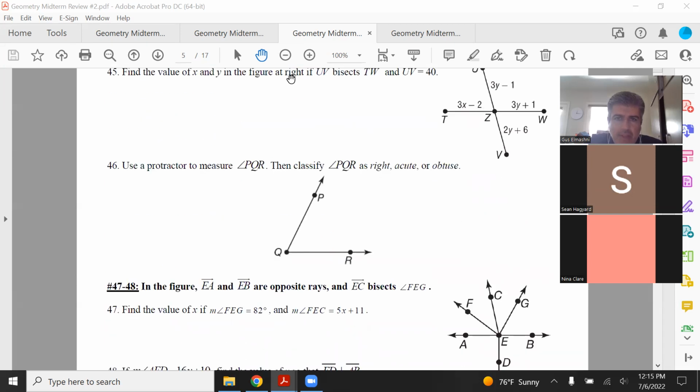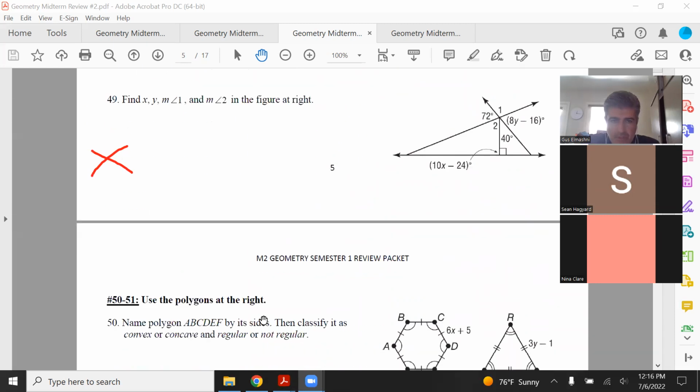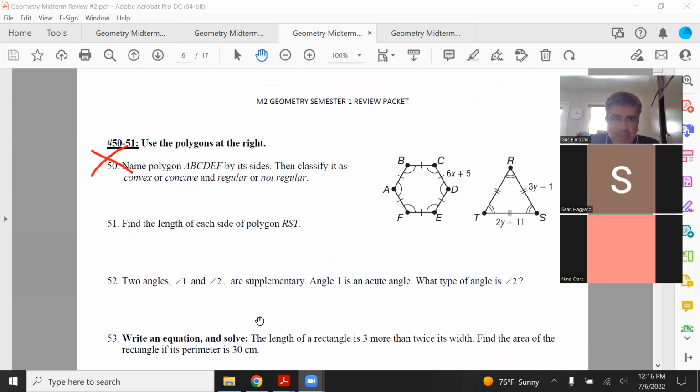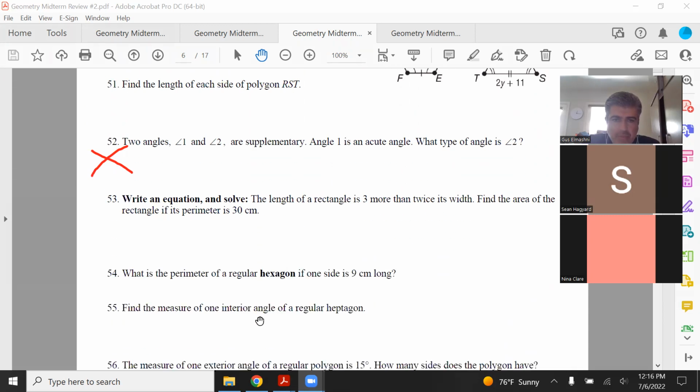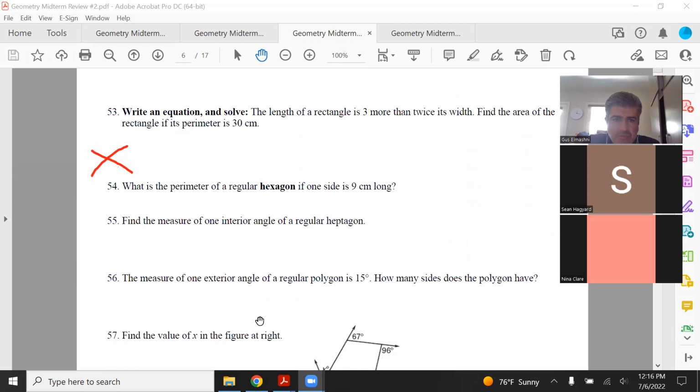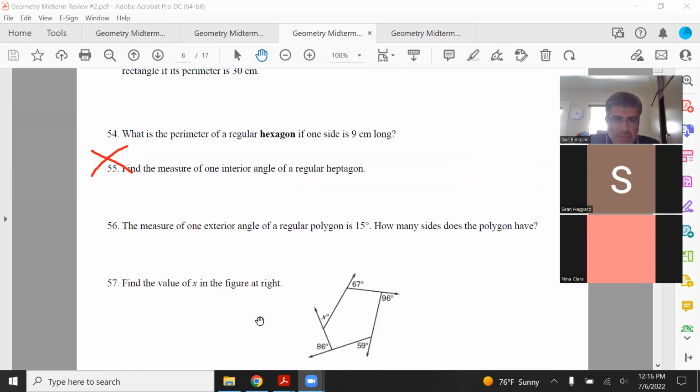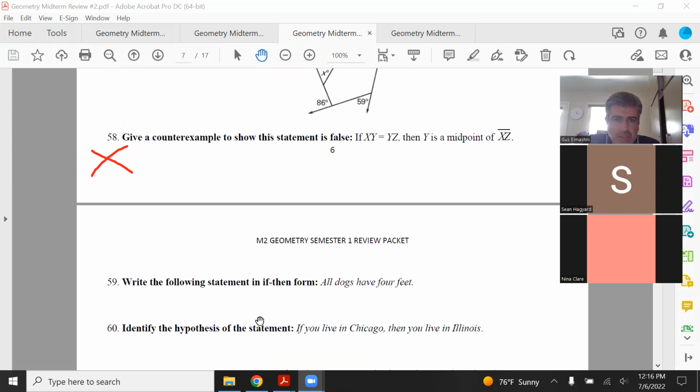We haven't used a protractor, so don't worry about 46. I mean, just by looks, it looks like it's acute, but let me put a little note here. I'll put it as an update. So don't worry about 46. 47, 48, I think are fair game. 49, we have talked about convex and concave. I think these are fair game. Yeah, I think those are all good.